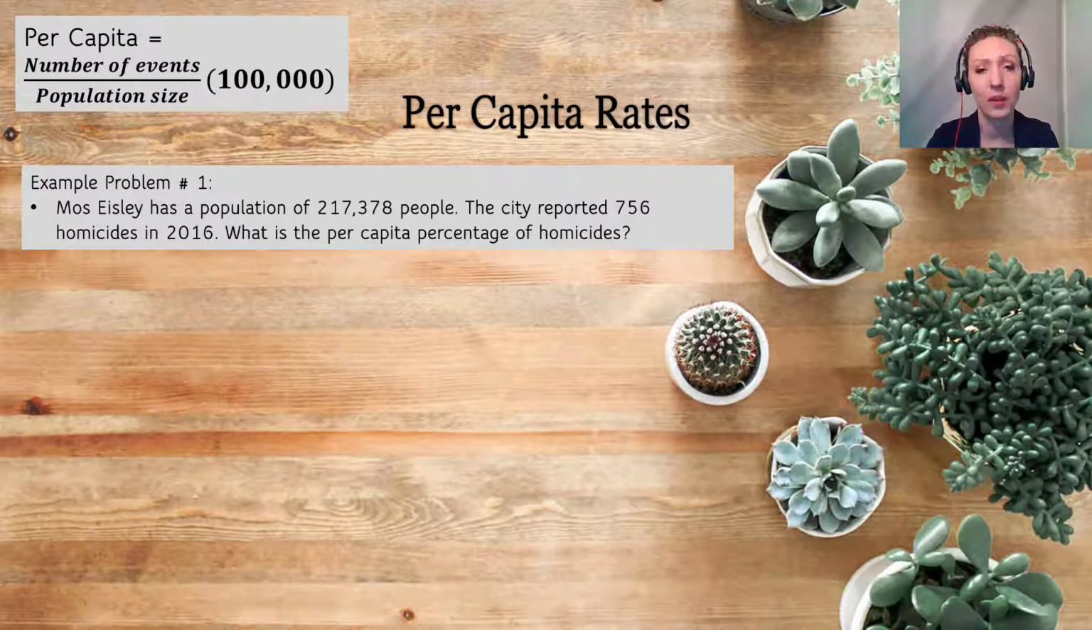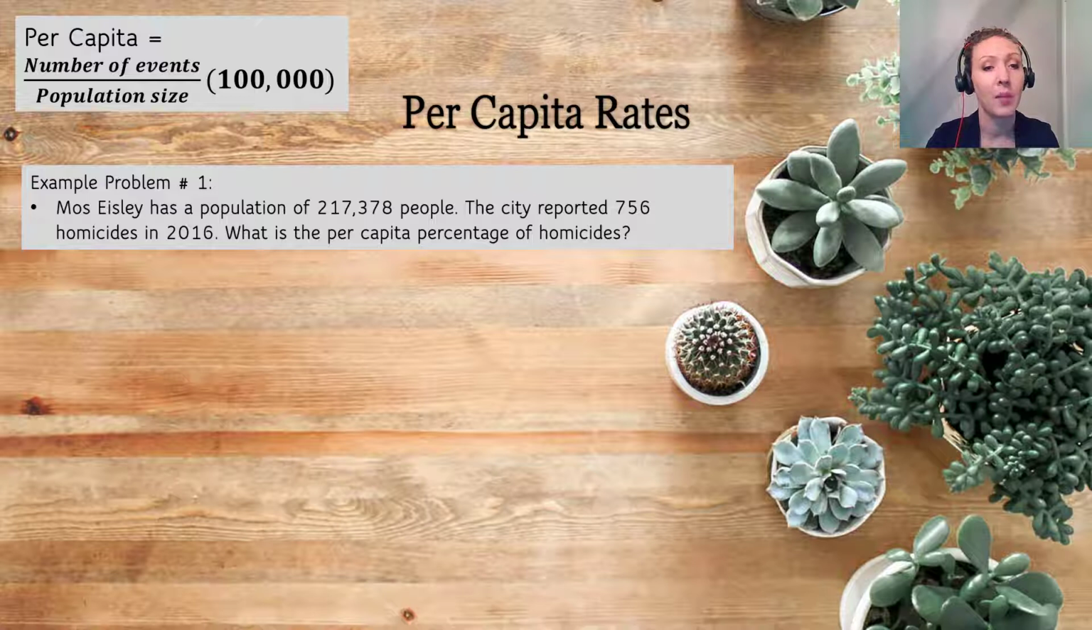Okay, last but not least, we are going to look at per capita rates. So the formula for figuring out per capita is up in the upper left-hand corner. And all that we need to do is the same process that we've done before and just plug the values from our problem into that solution. Okay, so let's go ahead and look at our example problem.